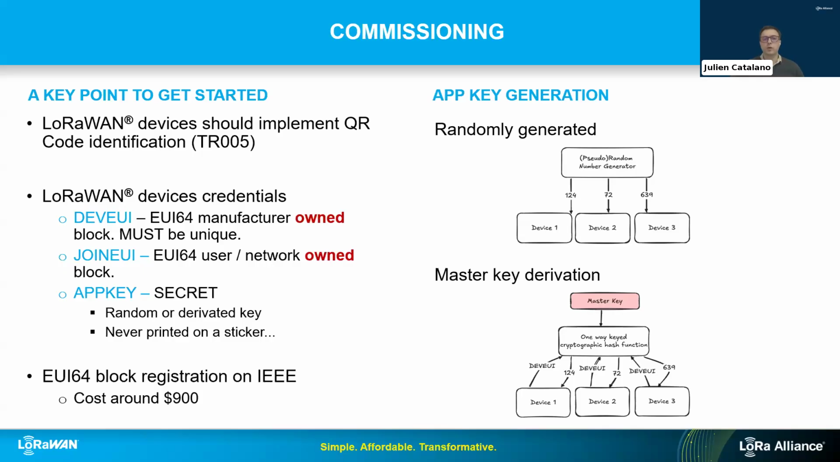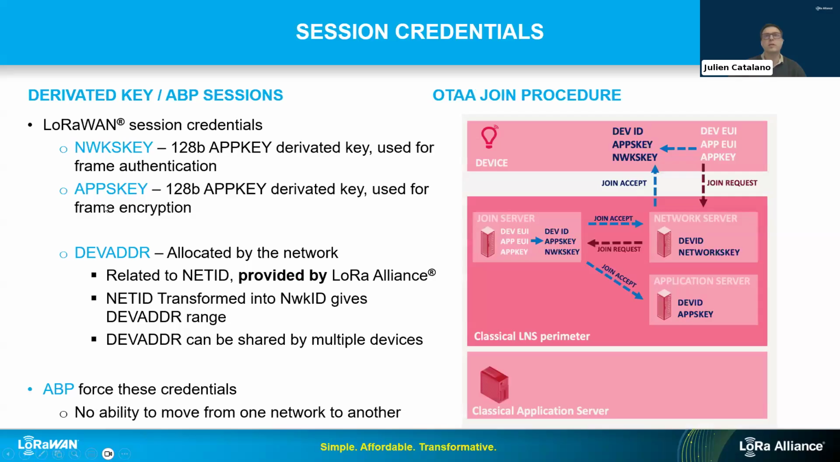So every time you join, all the session keys, so not those keys, but the one just on the next slide. The network session keys and application session keys are completely new, and they are not linked to the previous ones except through the root key, so the app key. But that's the way we rotate secrets.